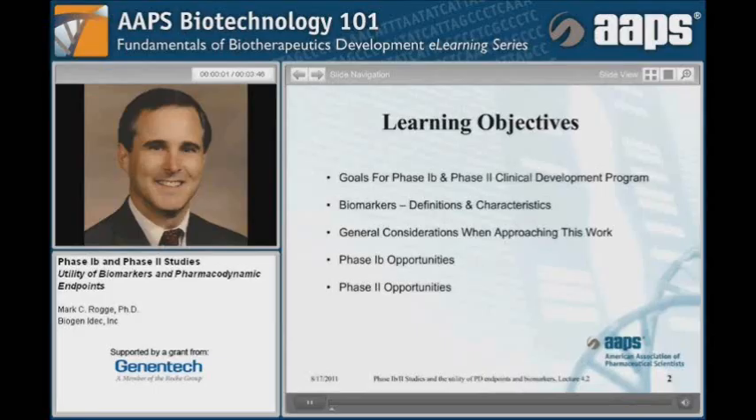What types of biomarkers should be used? What caveats must be considered when using these data for making decisions? And finally, examples of biomarker use in early clinical development. We will use examples that illustrate the assessment and utility of biomarkers through proof-of-concept studies.